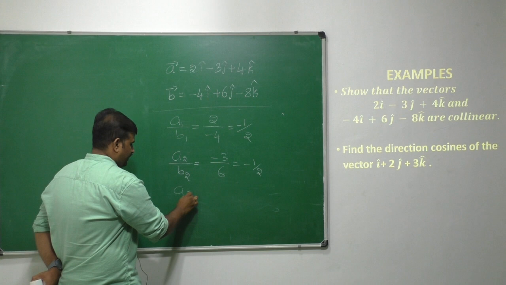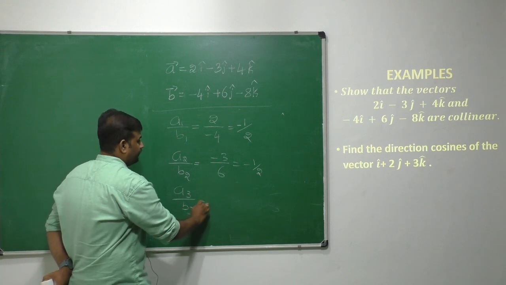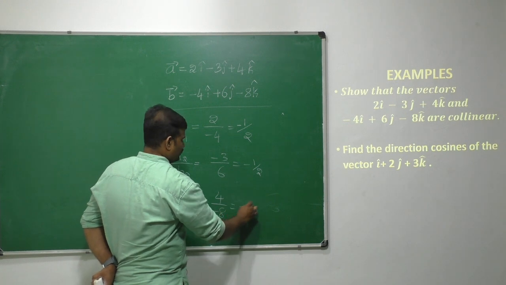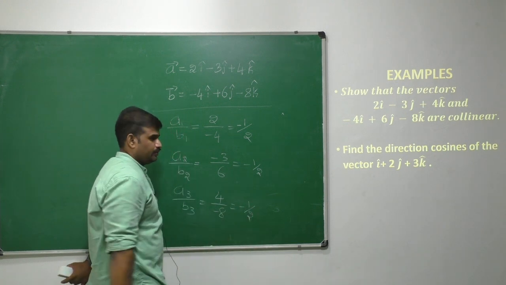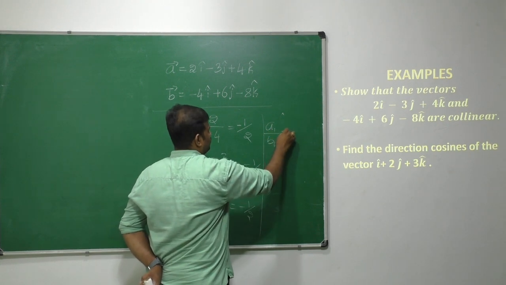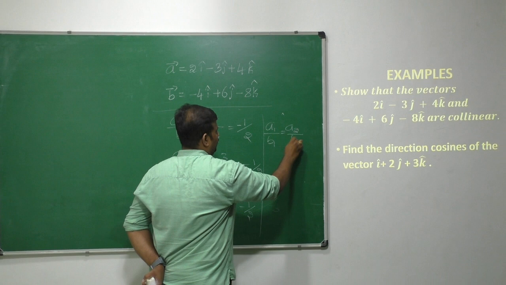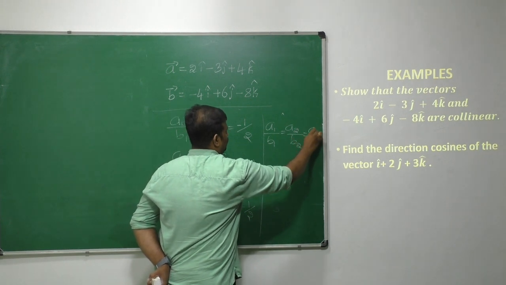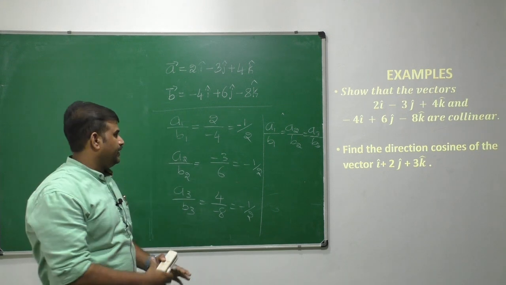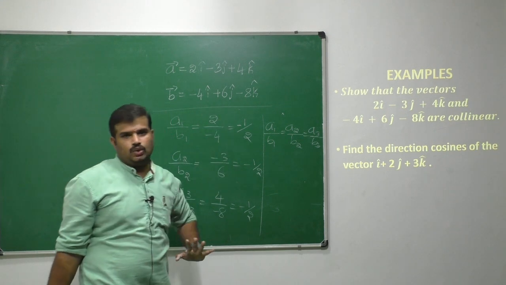Next, A3 by B3. That is equal to 4 by minus 8. This is also minus 1 by 2. So clearly A1 by B1 is equal to A2 by B2 is equal to A3 by B3. So what can we say? Our conclusion is these two are collinear by this.